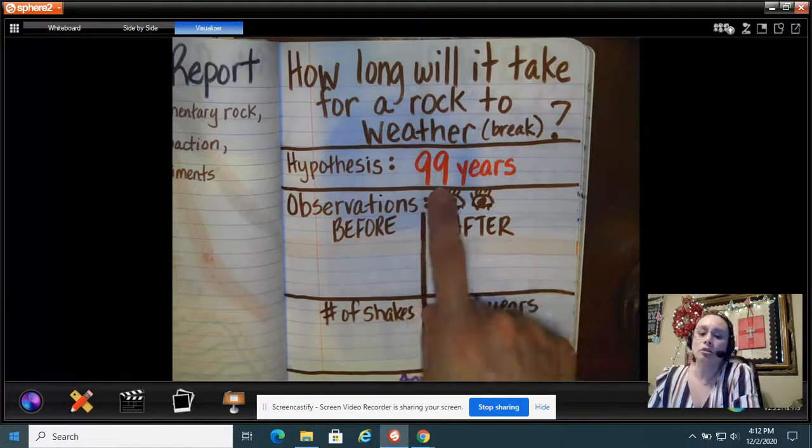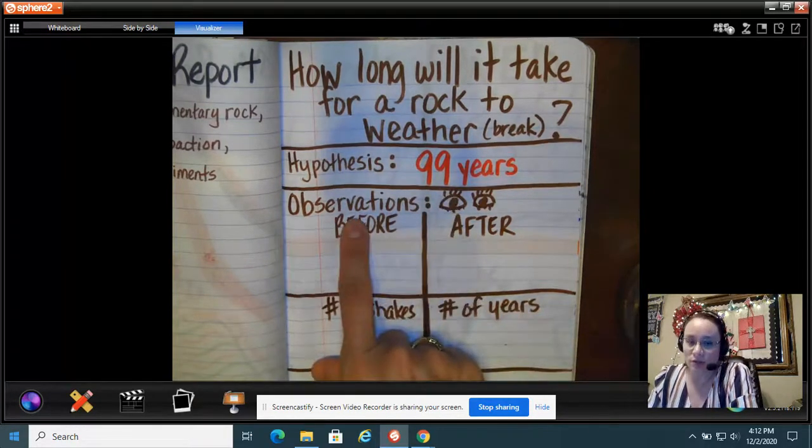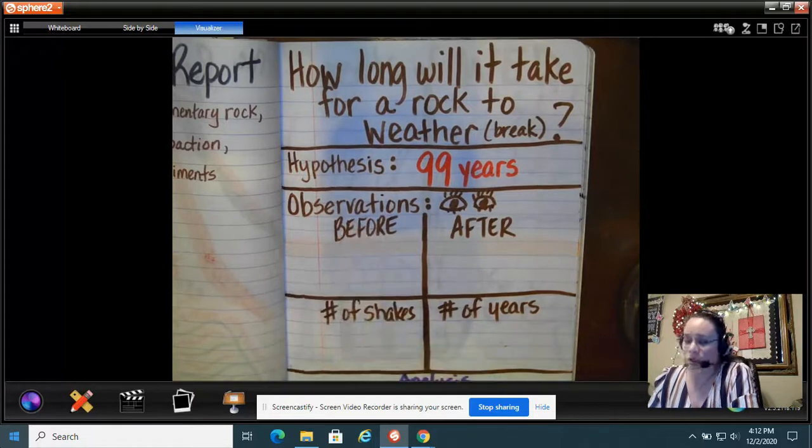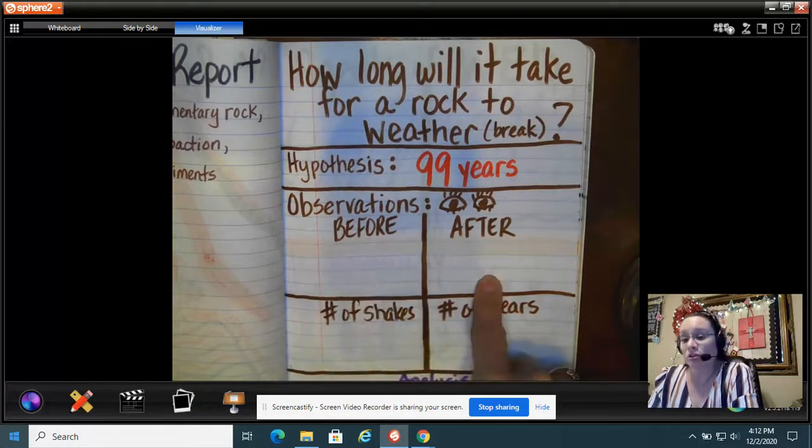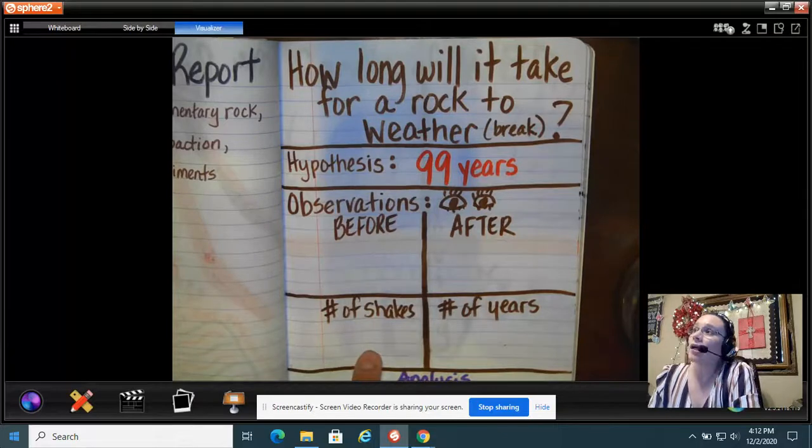Also, we're going to do some observations. We're going to draw the cookie, what it looked like before you put it into the jar, and then what it looks like after you have shaken the cookie in the jar. Yes, you're going to shake it. No, shake the jar, not you. So you're going to keep track of how many shakes you did.